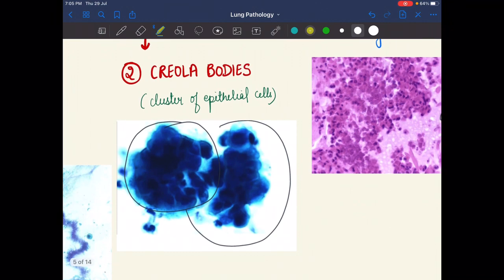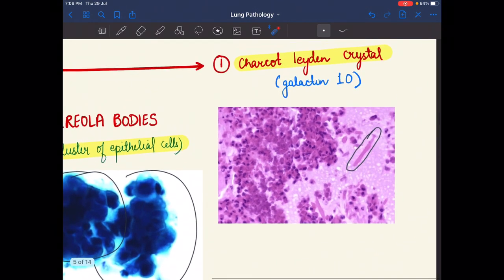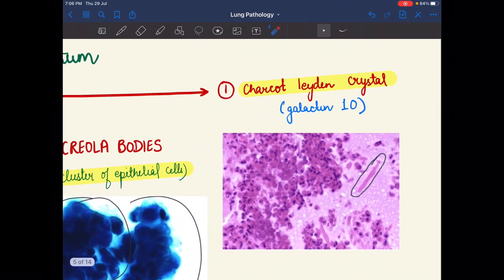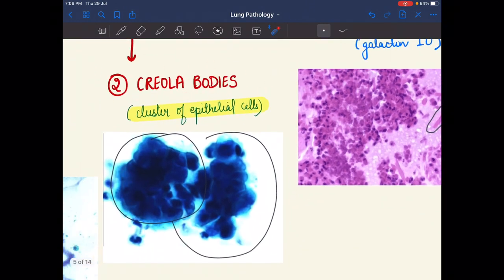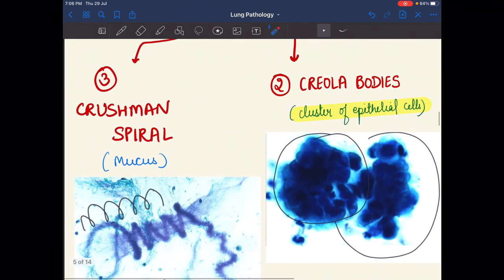And the second C is Curschmann bodies. Curschmann bodies are clusters of epithelial cells, as we see here. So the first C is for Charcot-Leyden crystals, which contain galectin-10, and the Curschmann bodies contain clusters of epithelial cells.